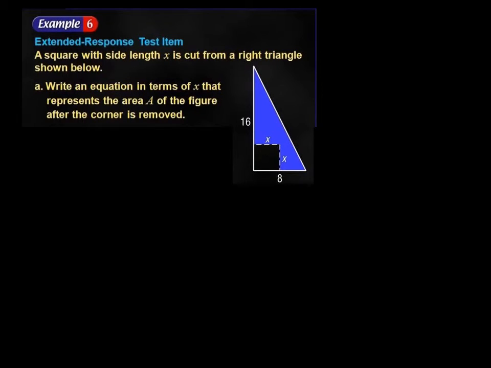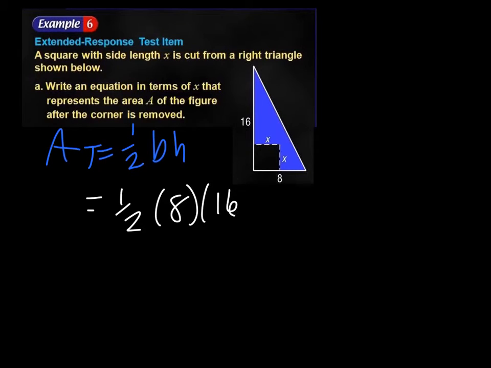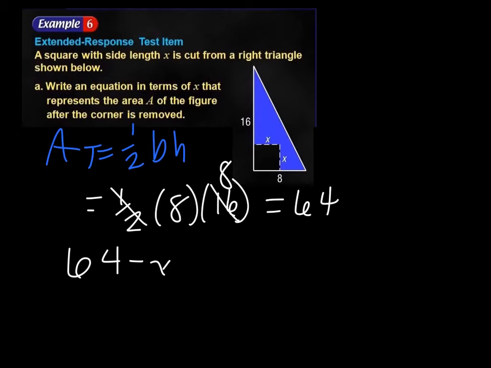A square with side length x is cut from a right triangle shown. Write an equation in terms of x that represents the area A of the figure after the corner is removed. So we know the area of a triangle is 1/2 base times height. Our base this time is 8, and our height is 16. So half of 16 is 8. 8 times 8 is 64, the original area. So our area after the corner is cut out is going to be 64 minus the area of a square, x times x, so x squared.